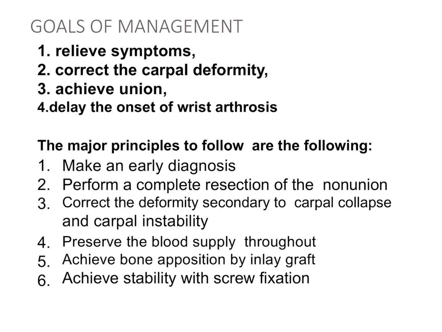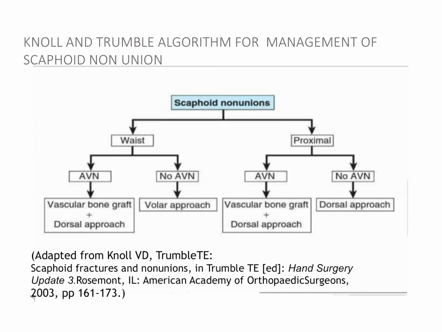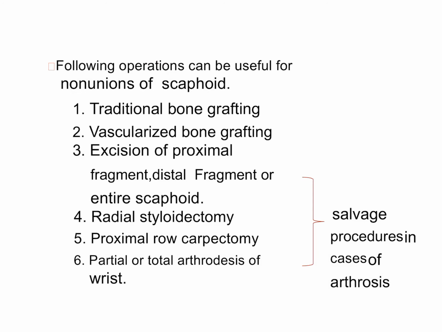Goals of management: relieve symptoms, correct the carpal deformity, achieve union, and delay the onset of wrist arthrosis. Next. The following operations can be useful for non-union: traditional bone grafting, vascularized bone grafting, excision of the proximal fragment, distal fragment or entire scaphoid, radial styloidectomy, proximal row carpectomy, and partial or total arthrodesis of the wrist joint. Next.